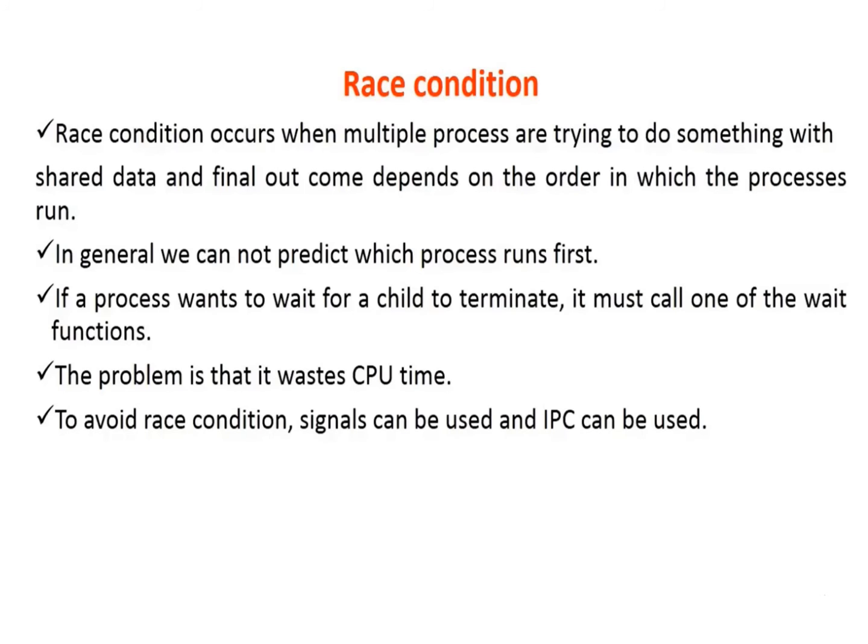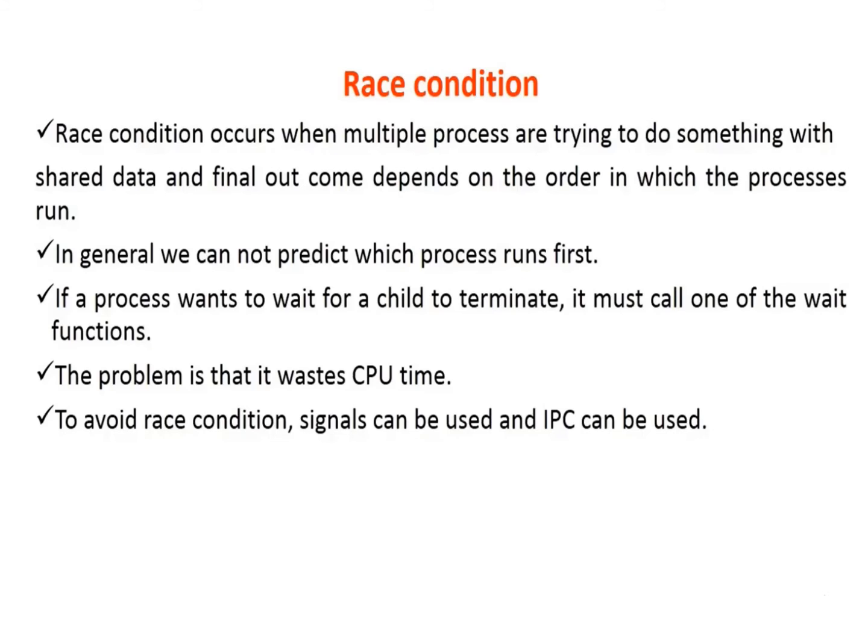Next is race condition. A race condition occurs when multiple processes are trying to do something with shared data and the final outcome depends on the order in which the processes run. Just assume that there is one printer which is shared by three processes P1, P2 and P3. P1 has some data like hello, P2 has the data how, and P3 has the data you. All three want to print these three words. Normally the statement would be hello, how are you?